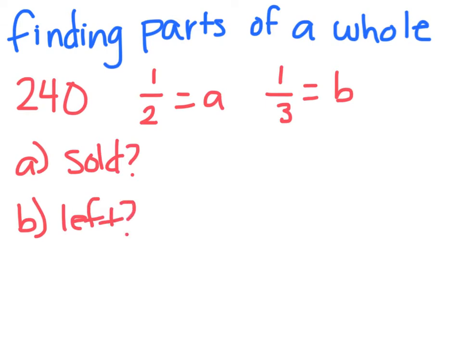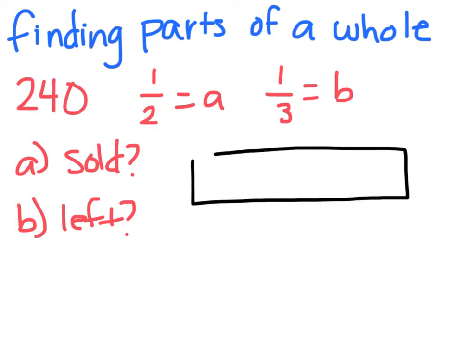Let's begin by using a bar model. First, let's draw a model that represents all 240 pieces of fruit. This bar represents our whole. We're going to sell half of this and 1/3 of this. So somehow we need to divide our whole into parts that can be counted by halves and thirds.